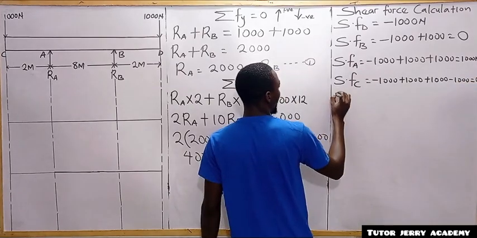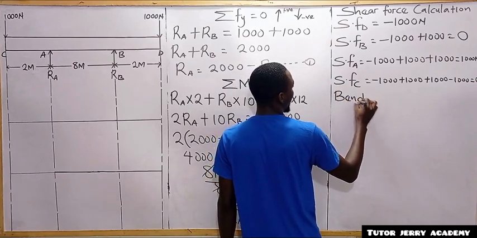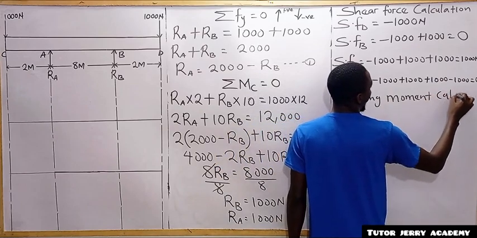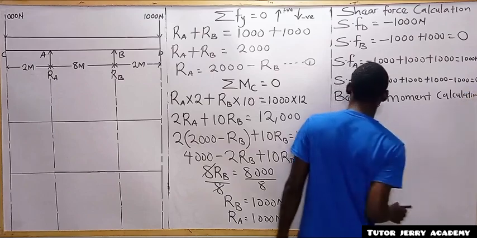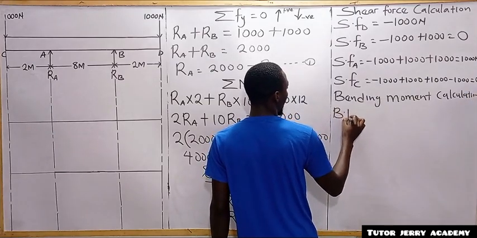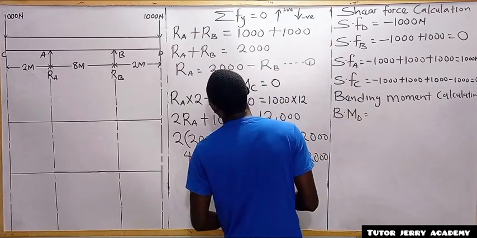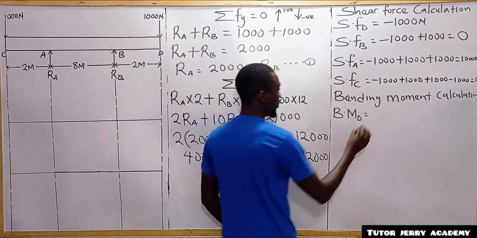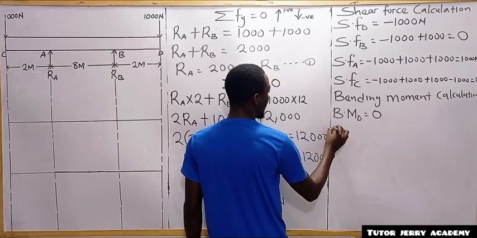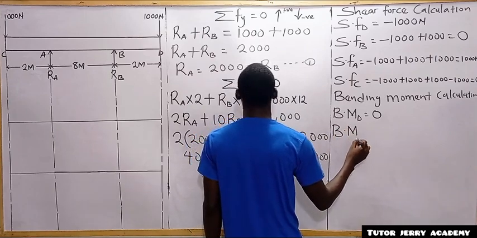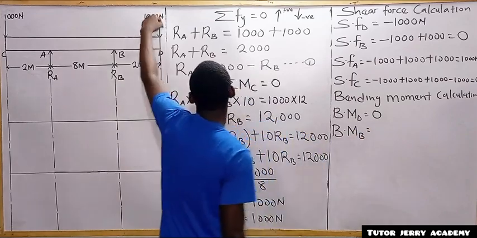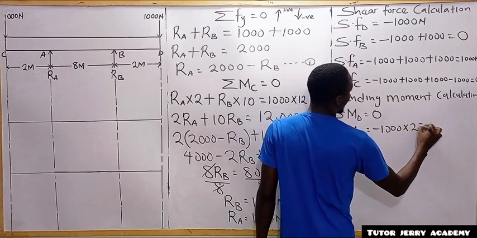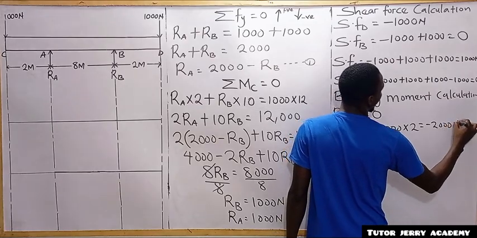All right. So the next one is the bending moment calculation. We'll start with the bending moment at point D. At point D, we only have a downward force to our right hand side. We don't have any distance. So this is going to be 0. The bending moment at point B will be equal to a downward force, then the total distance is 2. So it's going to be minus 1000 multiplied by 2, which is minus 2000 Newton meter.